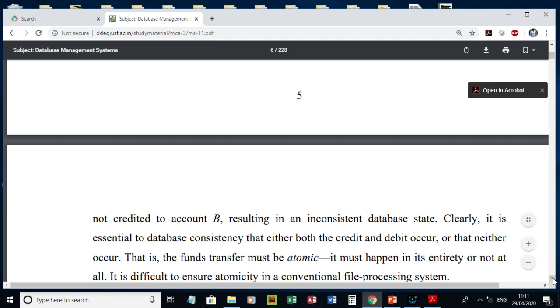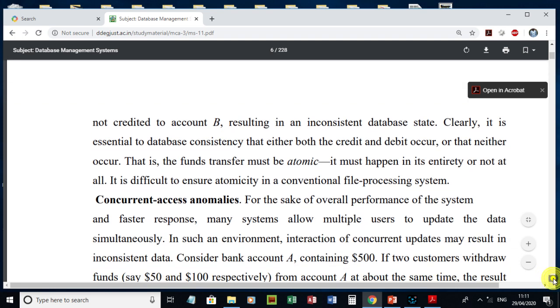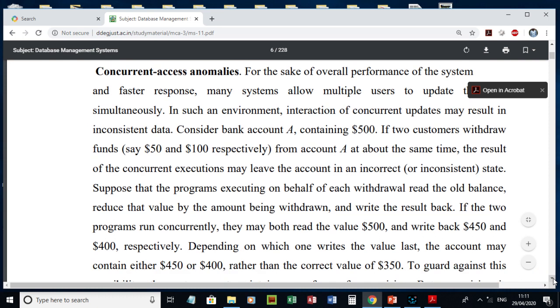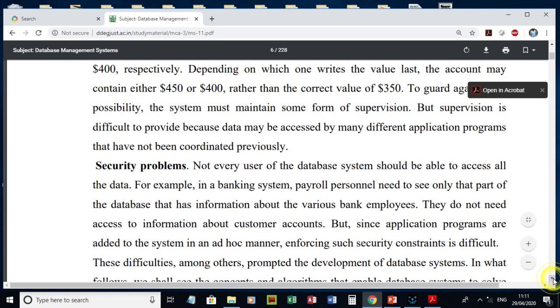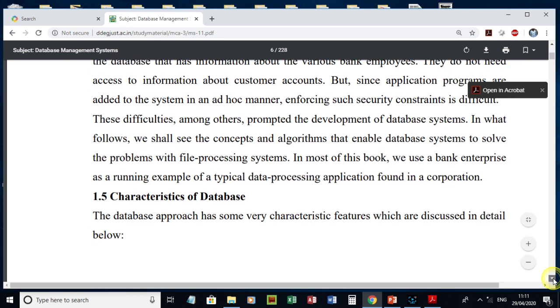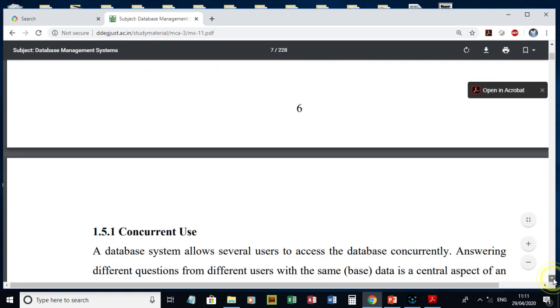Alright, so I think I will go down and at least have time to read. Characteristics of a database, I think yesterday we did it, so we don't need to.